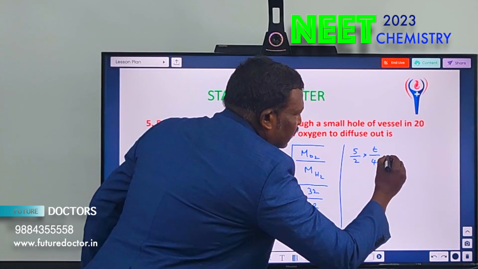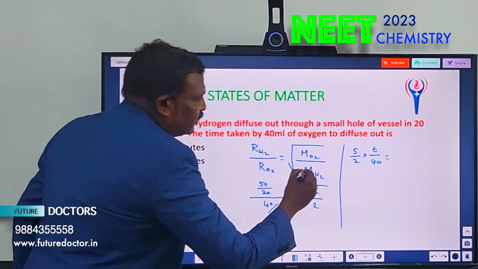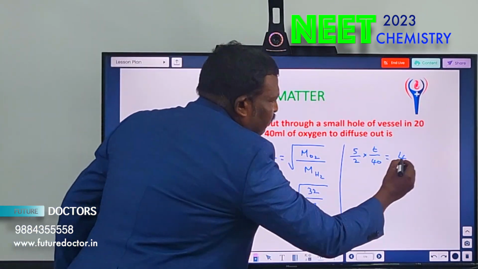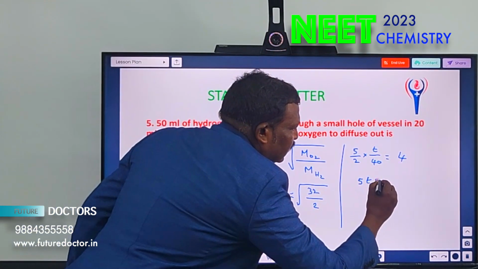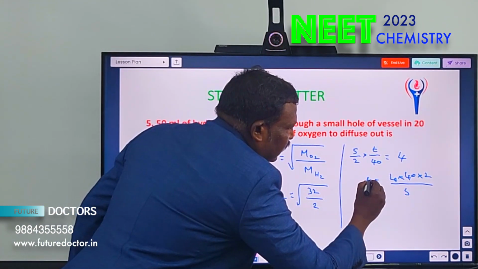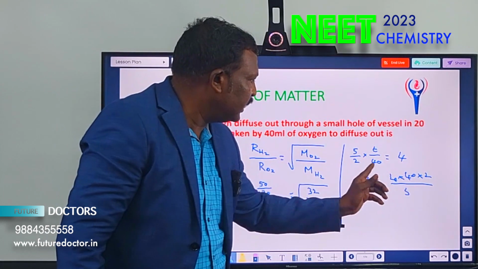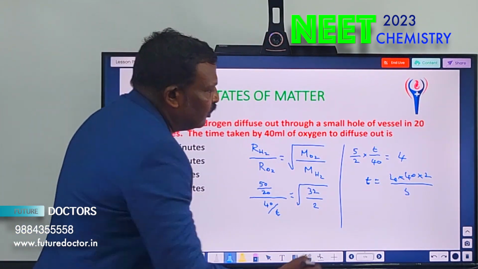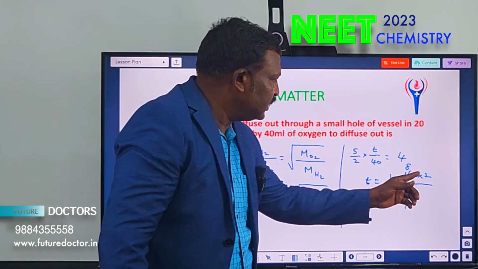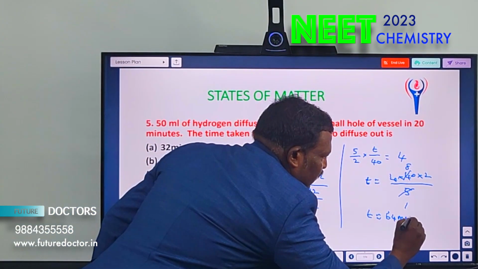Root 16 automatically is 4. Now therefore 5T is equal to 4 into 40 into 2. Are you following? Now we want to find only T, so T is equal to 2 into 40 into 4 by 5. If you simplify you can get the answer. It will be 8 into 8 into 4, 64. So T is equal to 64 minutes. Understood? Simple.